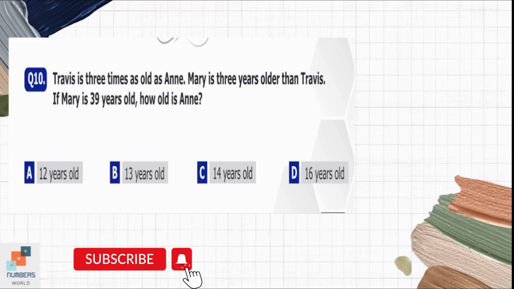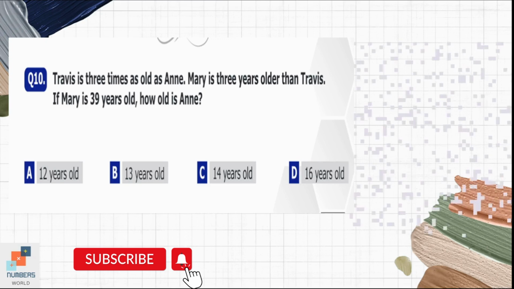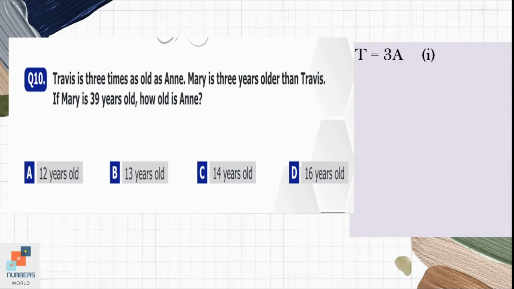Question number 10. Travis is 3 times as old as Annie. Mary is 3 years older than Travis. If Mary is 39 years old, how old is Annie? So we can make equations using the given information. As Travis is 3 times older than Annie, so T is equal to 3a. That is our equation number 1. Mary is 3 years older than Travis, so this is our equation number 2.